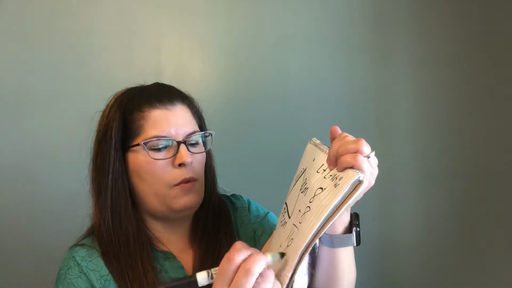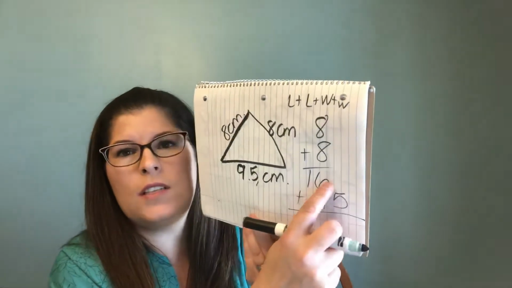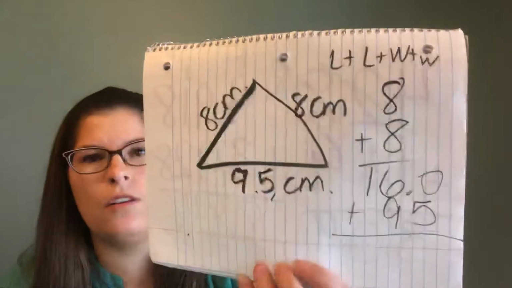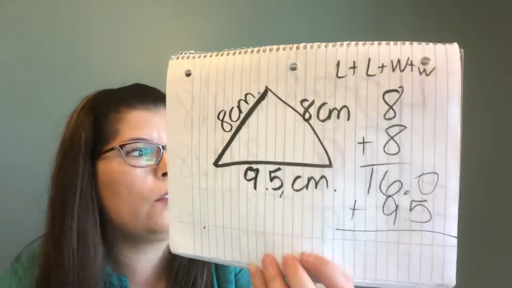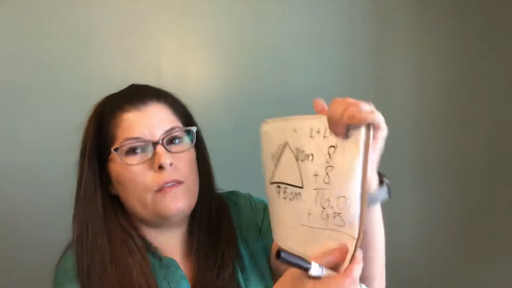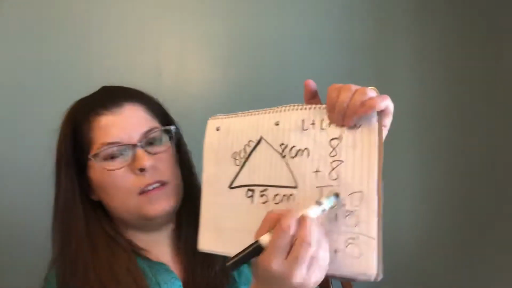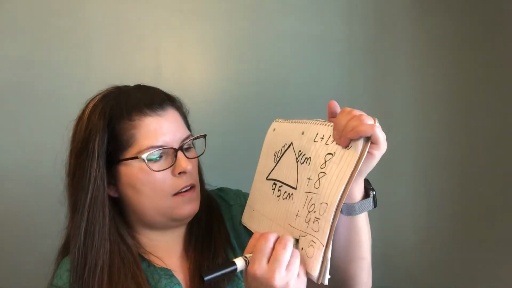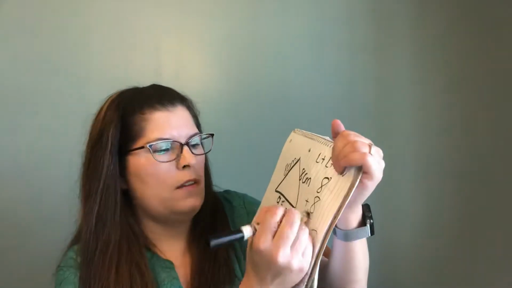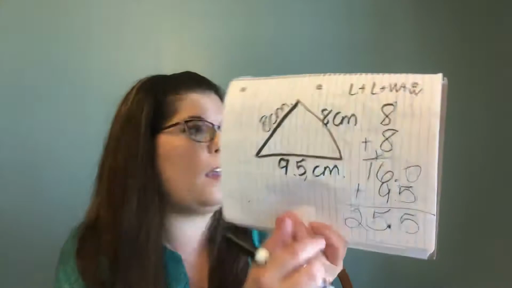16 plus 9.5. Here's a little trick where you're like, oh my gosh, this doesn't even have a decimal. If it had a decimal, you can add that decimal and it'd be 0.0. That does not change the value of what you're working with. So 16.0 plus 9.5, well, 0 plus 5 equals 5. 6 plus 9 equals 15. I'm gonna put that one carried over. 1 plus 1 equals 2.